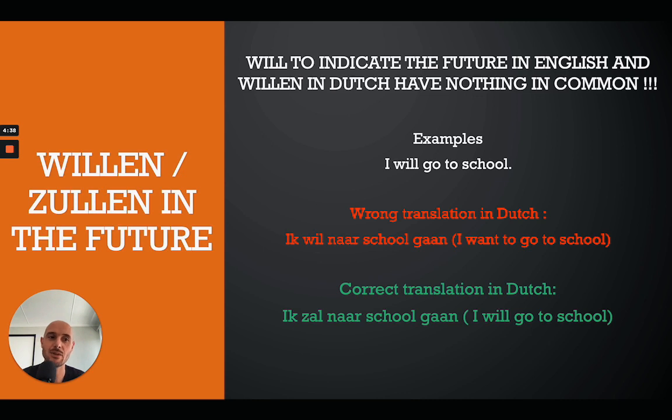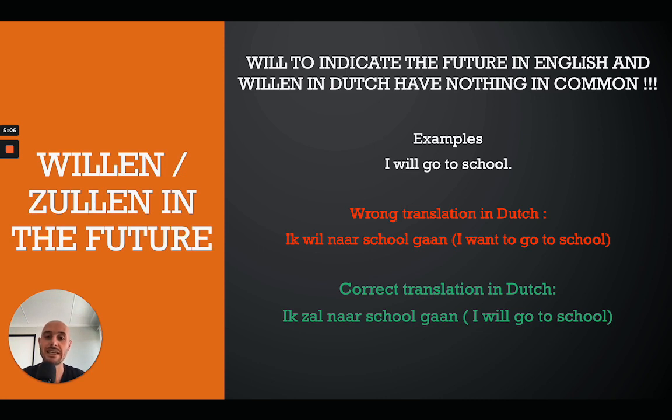So automatically when they are speaking, they will say the verb willen instead of zullen, right? If you look at the example, I will go to school, okay? Some people will say, ik wil naar school gaan. But ik wil naar school gaan in Dutch means I want to go to school. However, you want to say, I will go to school, like in the future, in the coming days, in the coming hours. So the correct verb, which you need to use and conjugate, will be zullen.